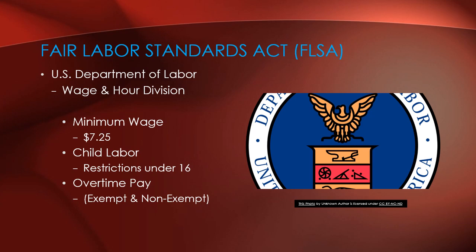Child labor laws require the hours of workers under the age of 16 to be limited. Overtime regulations require workers to be classified as exempt or non-exempt. Exempt workers, who are mostly salaried, are exempt from these laws, in contrast to non-exempt or hourly workers, who must be paid for any work over 40 hours at 1.5 times their regular pay.